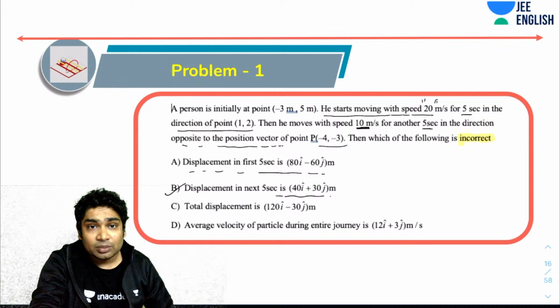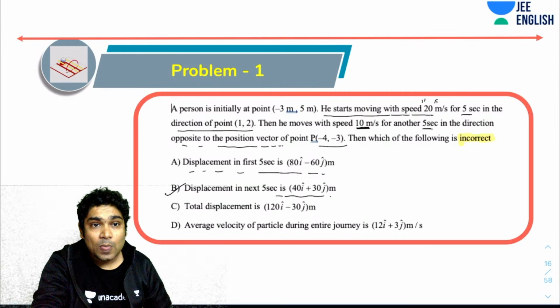Okay, initial position was this, and he starts moving with the speed, in the direction of this, displacement of the person in the first 5 seconds. Just a sec. Let's see what that is. 4 comma minus.